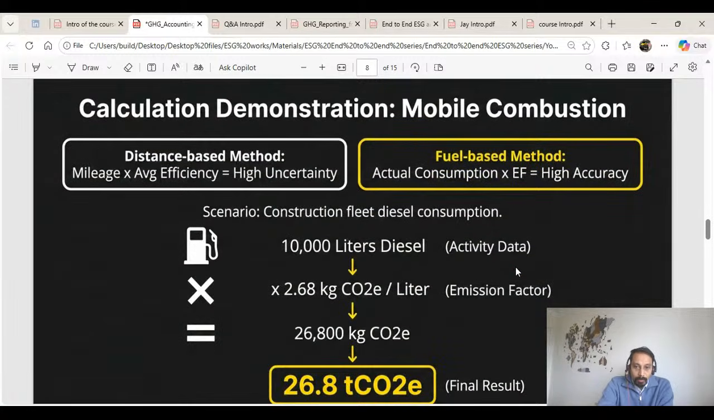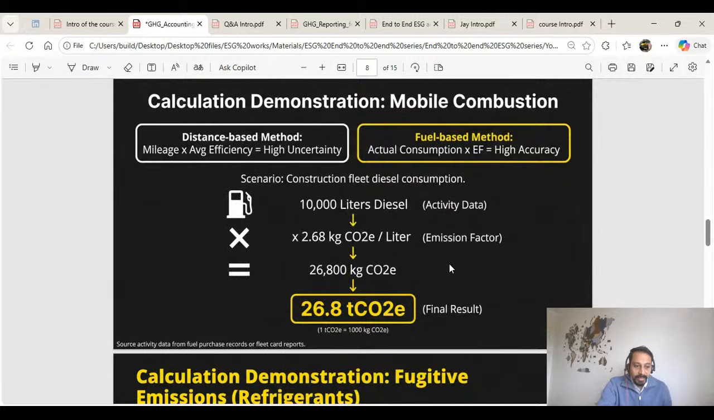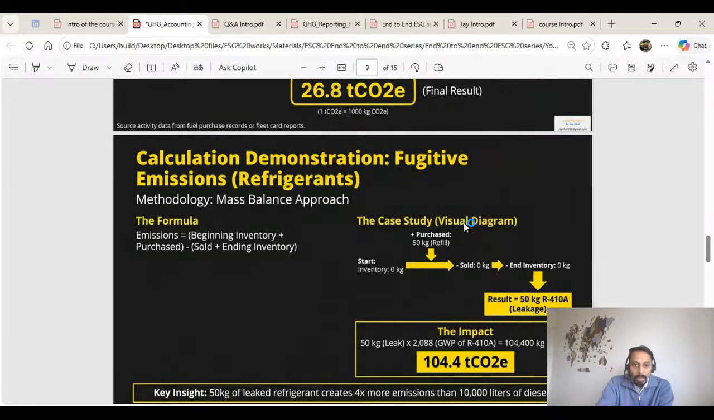Then this is the mobile combustion example, related to 10,000 liters of diesel utilized as the activity data, and 2.68 is the emissions factor, in CO2 equivalent per liter. Again, it's CO2 equivalent per liter, so that is why GWP multiplication is not there. The overall calculation is a simple multiplication, the scope 1 emissions calculation.